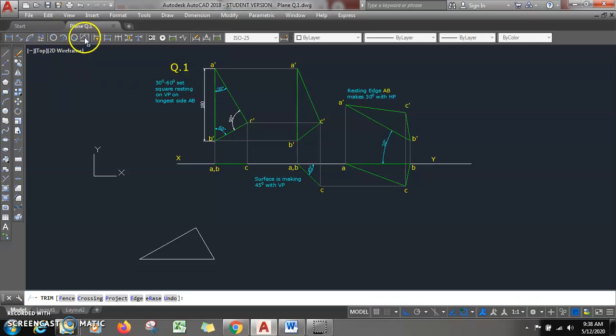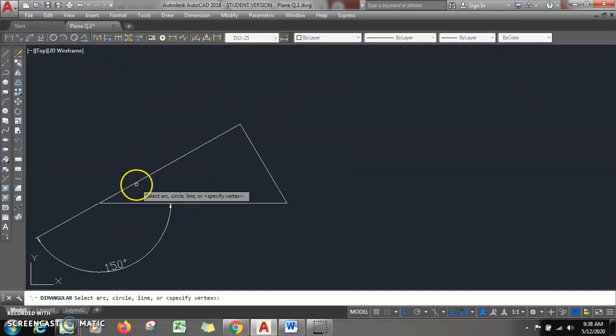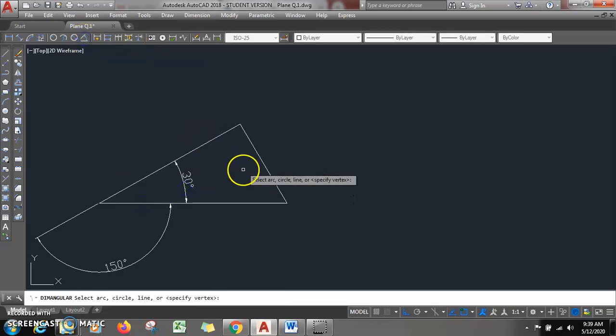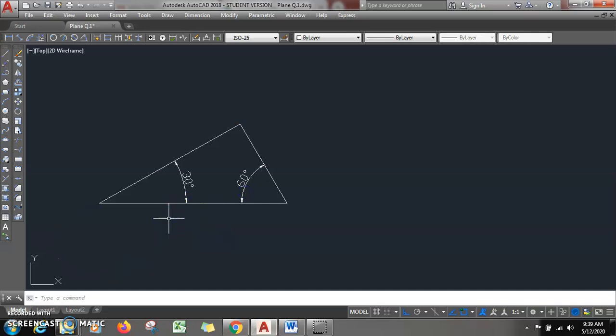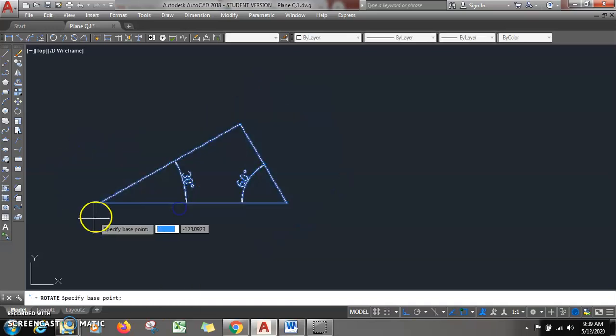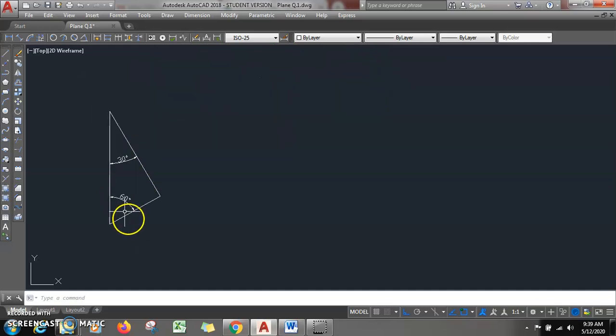And you can find that these angles are how much? This angle is 30, then this angle is 60. Now it is resting on this longer edge, so this longer edge has to be made vertical. So rotate about this point by minus 90, clockwise. Then you will have this thing like this, and it is there in VP now.